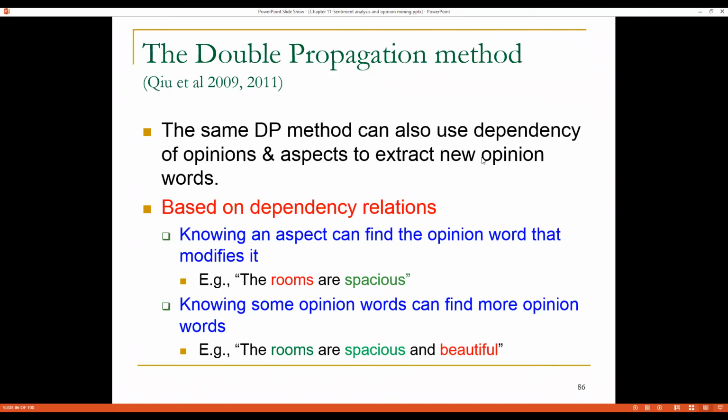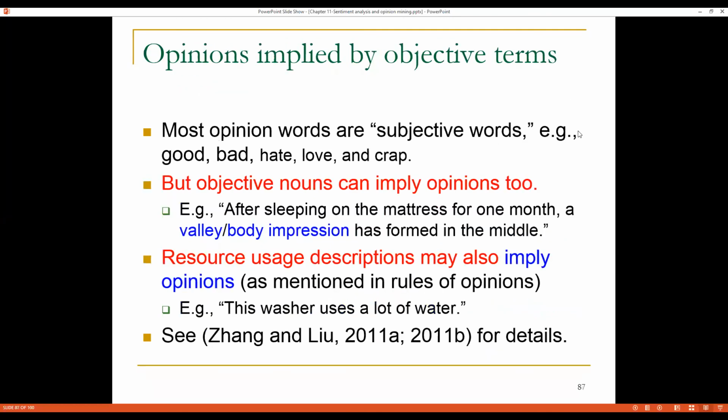The same double propagation method can also use the dependency of opinions and aspects to extract new opinion words. Based on dependency relations, knowing an aspect can find the opinion word that modifies it. For example, the rooms are spacious. Knowing the opinion word can find more opinion words. The rooms are spacious and beautiful.